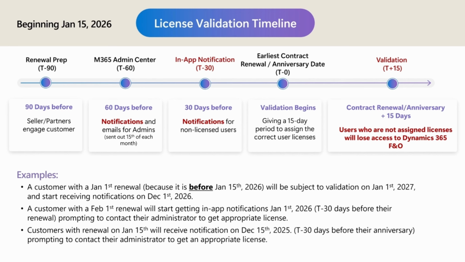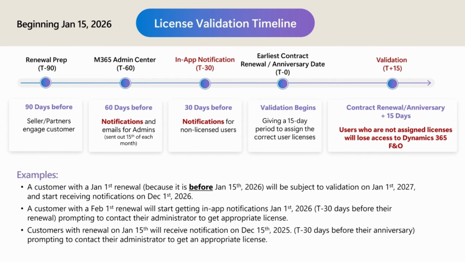After that, we are also giving 15 days. The 15 days is basically to give admins enough time to act and react, whatever the reason, and make sure they can assign the appropriate licenses to all the users. After 15 days, if users still do not have a license assigned, they will lose access to the FNO app in the production environment.